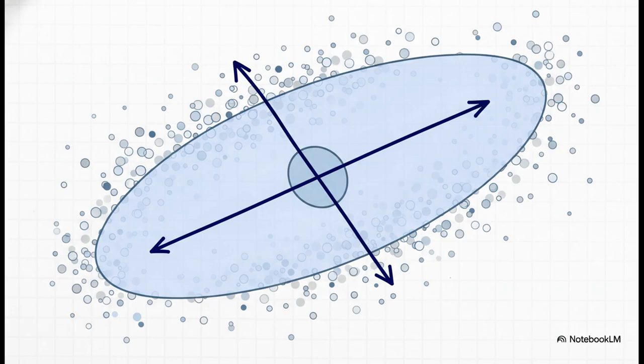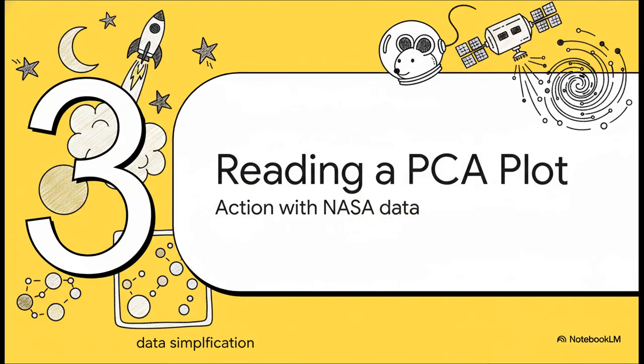A fantastic way to visualize this is to imagine your data points aren't just numbers in a spreadsheet, but a big cloud of dots floating in space. What PCA does is it fits a shape, an ellipsoid, which is kind of like a stretched out basketball, around that cloud. The longest axes of that ellipsoid point in the most important directions of your data. Okay, that's enough theory. Let's see how this works in the real world. We're going to look at a real PCA plot from a super interesting NASA experiment. And yes, it involves mice that went to space.